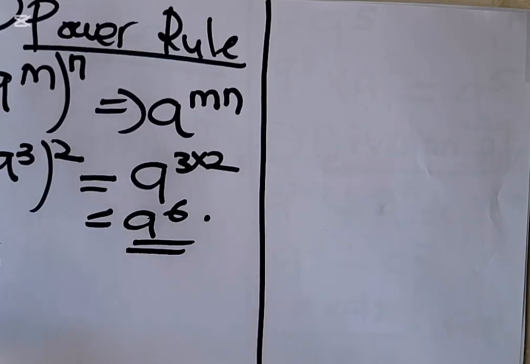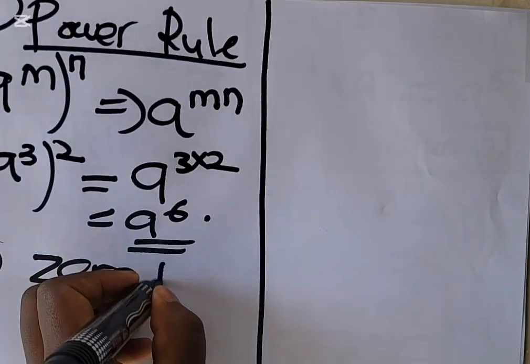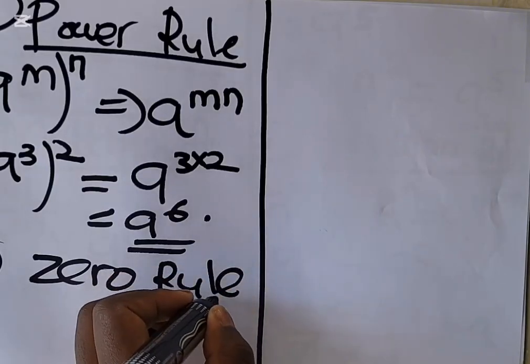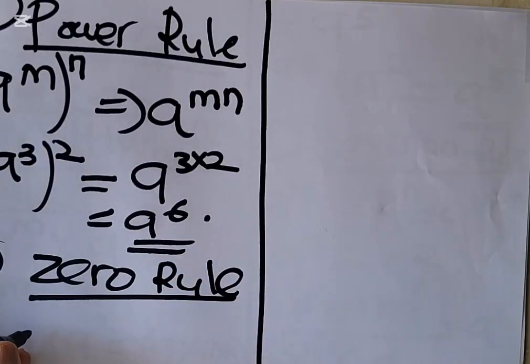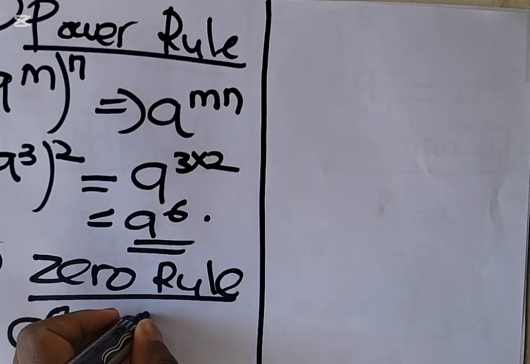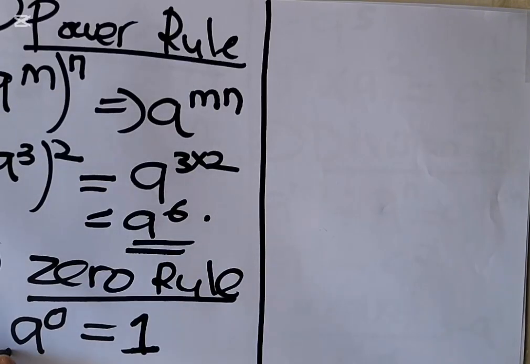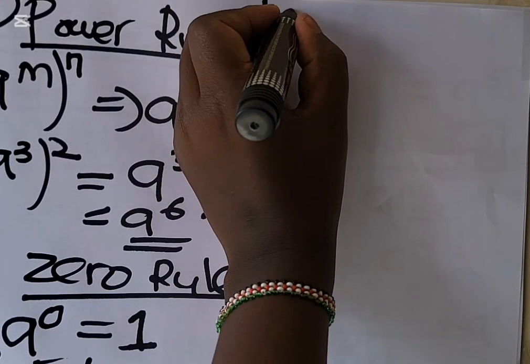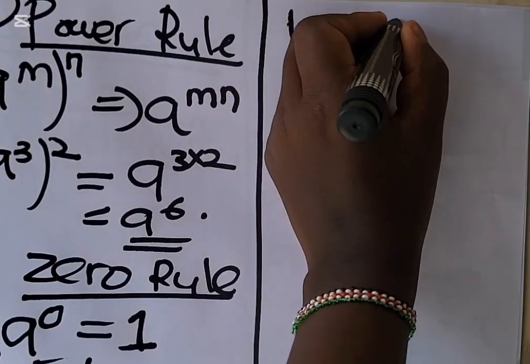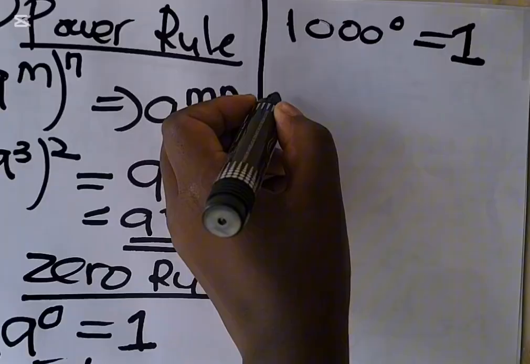Then rule number 4 is called the zero rule. In the zero rule, simply we say any number raised to 0 is 1. Whether it is 1 raised to 0, which equals 1, or 1000 raised to 0, this is simply 1. I hope we are together on that.